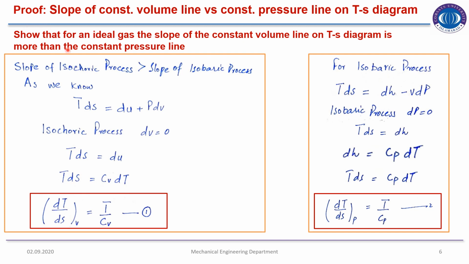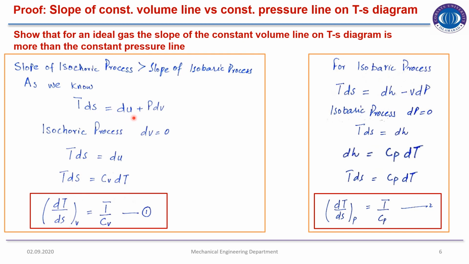This is a mathematical proof for note point 1 that we studied on the previous slide: the slope of a constant volume line versus the slope of a constant pressure line on a TS diagram. The question might be asked in the examination: show that for an ideal gas the slope of a constant volume line on a TS diagram is more than that of a constant pressure line. On the left-hand side is the constant volume, and on the right is the constant pressure. We will start: the slope of an isochoric process is greater than the slope of an isobaric process.